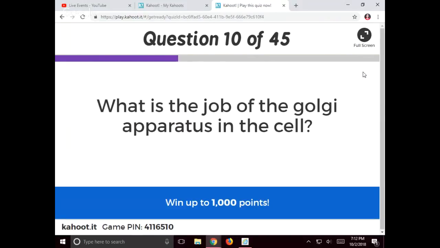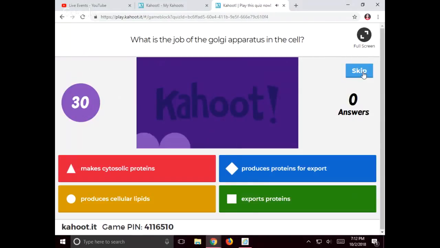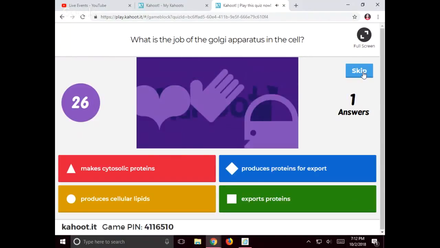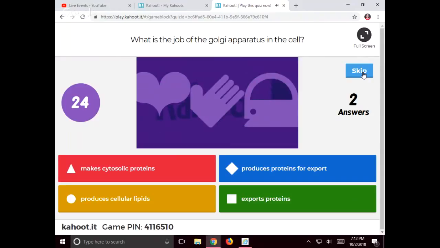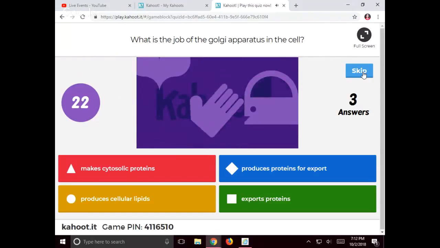All right, what is the job of the Golgi apparatus in the cell? So does it make cytosolic proteins? Does it produce proteins for export? Does it produce cellular lipids? Or does it just export proteins?